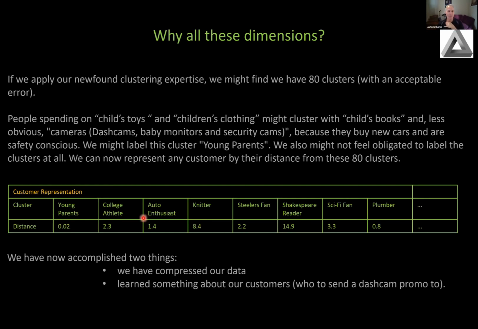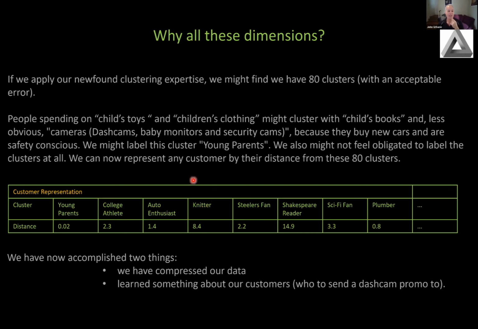We might find our 80 clusters. We might be able to name them. We might not be able to name them. They might be these abstract things we don't understand exactly what they are. But let's say we go and we investigate, we name them. We can say, these are young parents. This is a college athlete cluster. This is the auto enthusiast cluster. This is the knitter cluster.